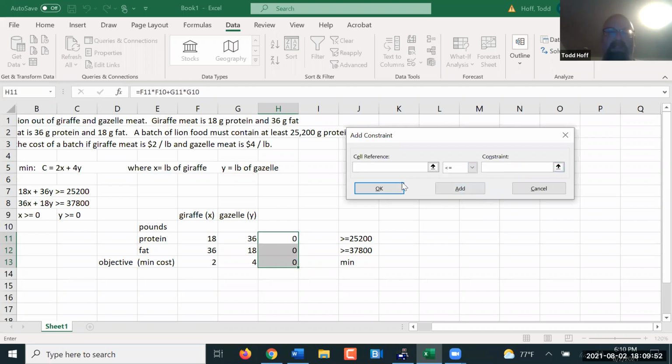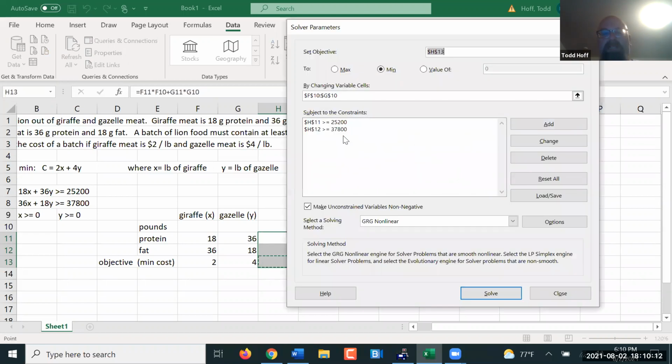And I'll add that. And then this is my constraint for fat. So I click on that. I want that to also be at least or greater than or equal to 37,800. Now I can either click add, or since it's my last one, I can just click OK. If I click add, then I just have to click cancel here to get back to my main screen. I see my 2 constraints that appear there.